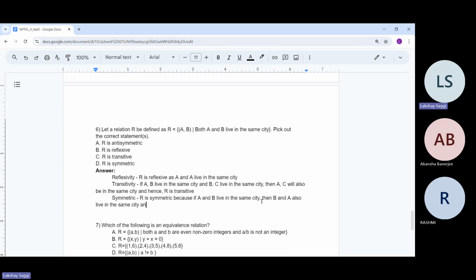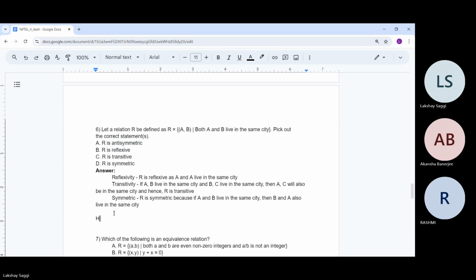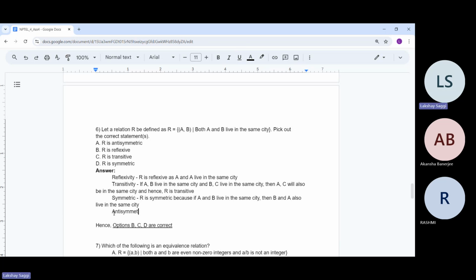Okay, maybe I should take that. So R is reflexive, transitive, as well as symmetric. Since it is symmetric, it won't be antisymmetric. So hence options B, C, D are correct. I'll just mention that antisymmetric.